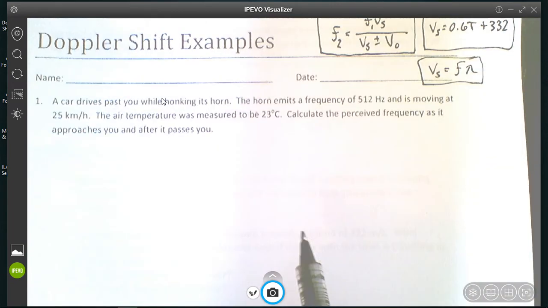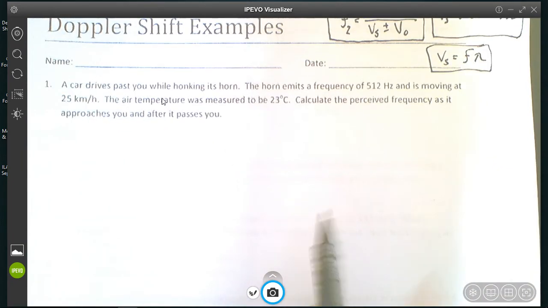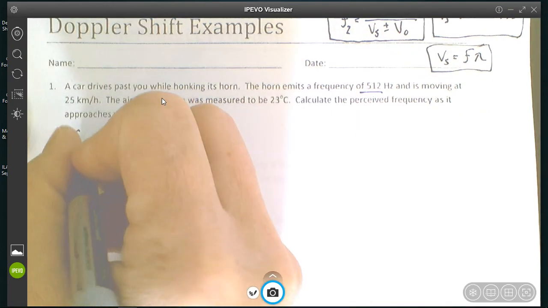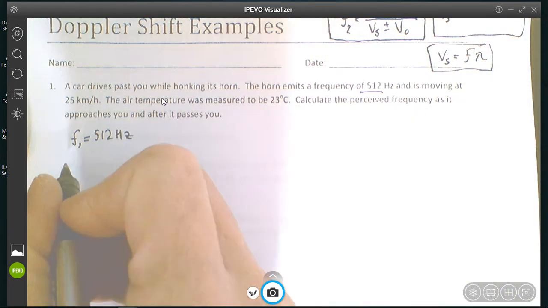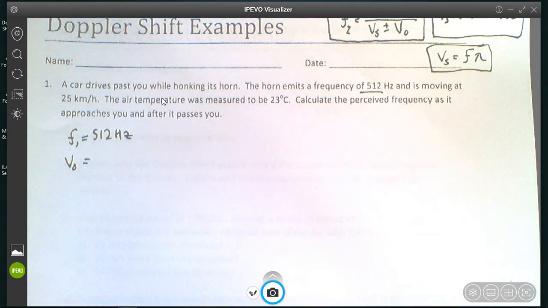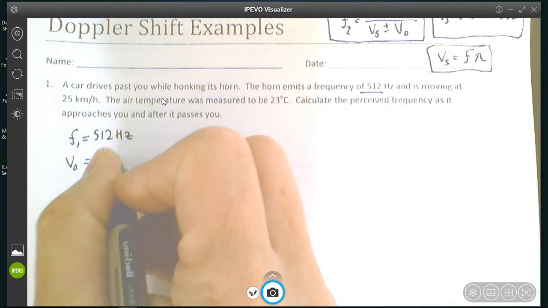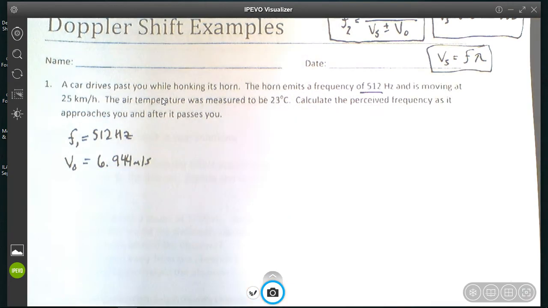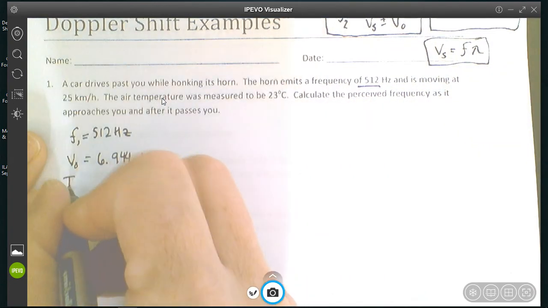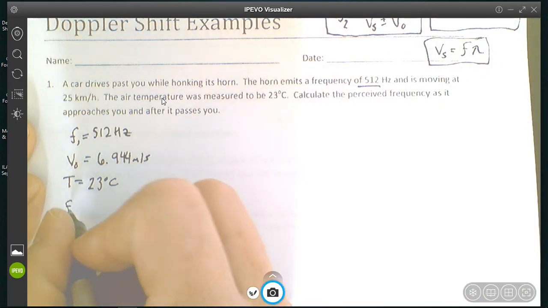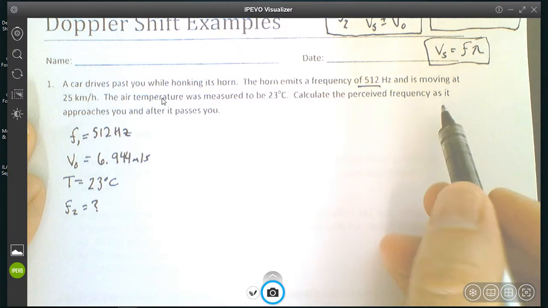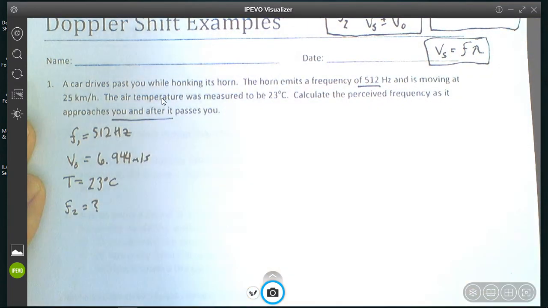All right. If a car drives past you while honking its horn, the horn emits a frequency of 512 hertz. So that's our emitting frequency, 512 hertz. It's moving at 25 kilometers an hour. So that's our VO. Now, we don't want it in kilometers per hour, so we divide it by 3.6, which is the fast way. So it's about 6.944 meters per second. And it says the air temperature is 23 degrees Celsius. And it wants us to calculate the perceived frequency as it approaches you and after it passes you. So we're going to look at both cases.